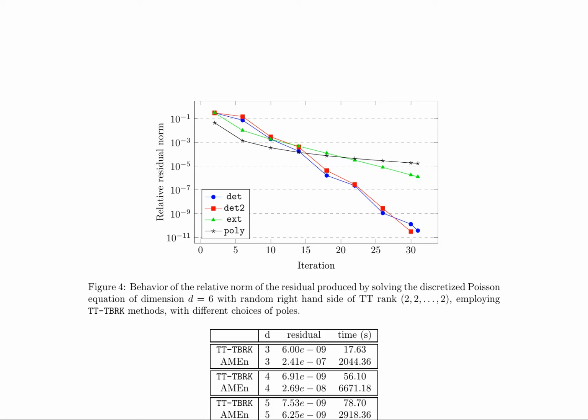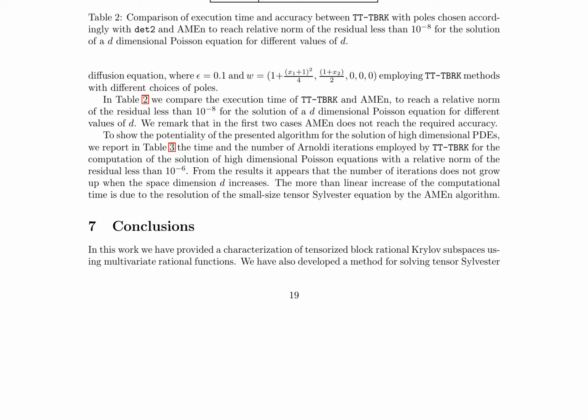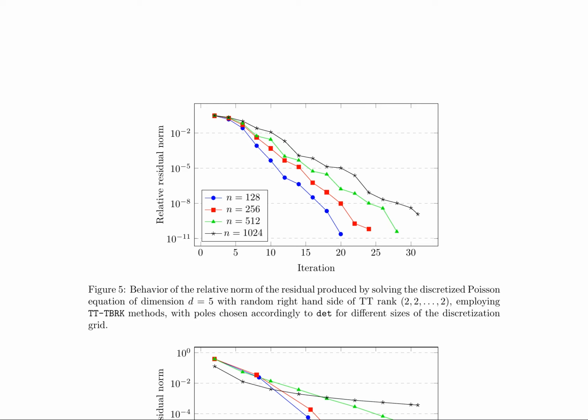The research paper discusses the characterization of tensorized block Krylov subspaces using multivariate rational functions and develops a method for solving Tensor-Sylvester equations. It presents the behavior of the relative norm of the residual produced by solving the discretized Poisson equation with different choices of poles. The TT-TBRK method is employed, showcasing its potential for solving high-dimensional PDEs. The paper also compares the execution time and accuracy between TT-TBRK and AMEN for solving the Poisson equation. The results indicate that TT-TBRK is more efficient and accurate for higher dimensions.